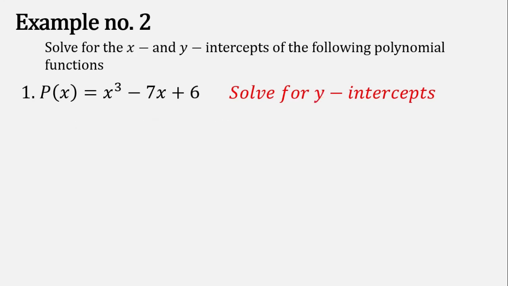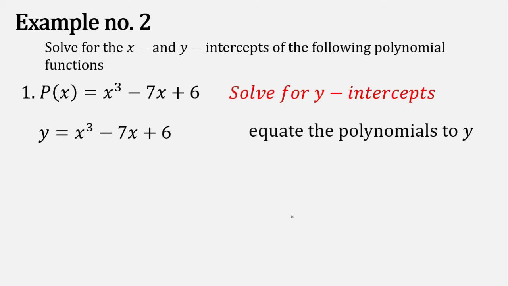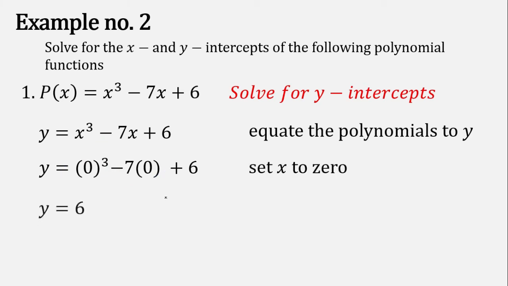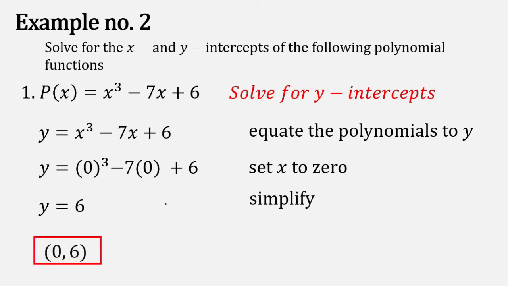Now let's solve for the y-intercept. Again, the y-intercept is the value of y if our x is 0. First, let's equate the polynomial to y. Then let's set x to 0. If we evaluate this, this will be 0. If we evaluate this, this will become 0 as well. So that will become y is equal to 6. Therefore, our y-intercept is 0, 6.